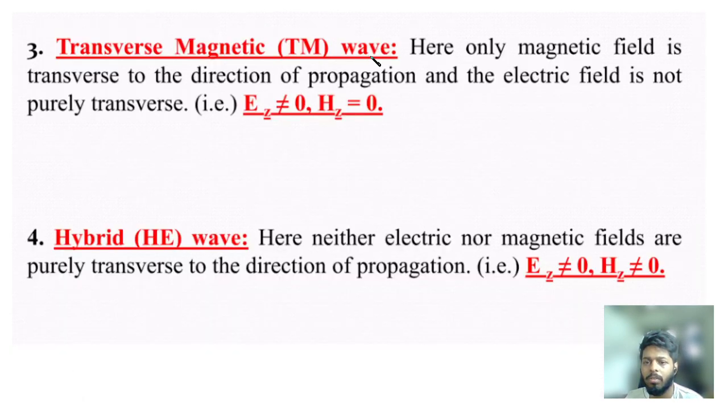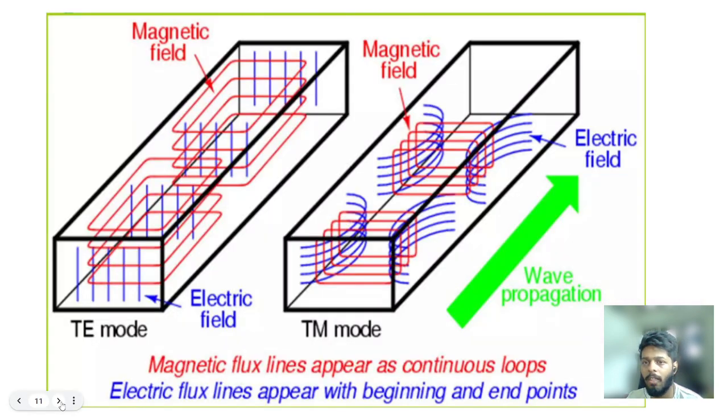Transverse magnetic wave. Here, only the magnetic field is transverse to the direction of propagation, and the electric field is not purely transverse, that is Ez is not equal to 0 but Hz is equal to 0. Hybrid wave. Here neither electric nor magnetic fields are purely transverse to the direction of propagation. Ez is not equal to 0, Hz is also not equal to 0.